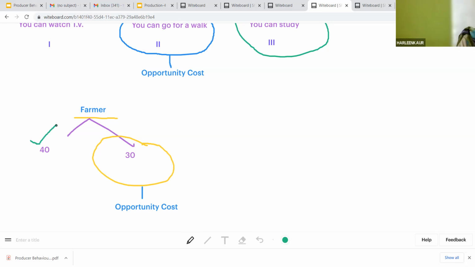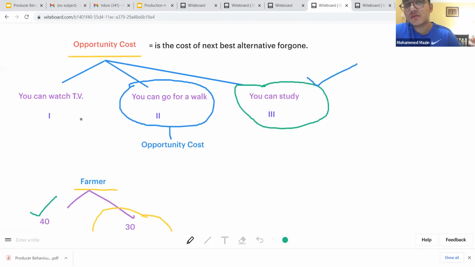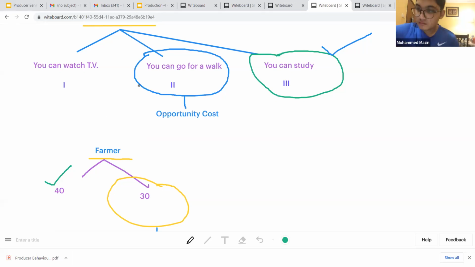Now, are you able to understand the concept of opportunity cost, which is the cost of the next best alternative forgone? As the farmer has sacrificed producing the 30 quintal of rice because he has chosen to produce the 40 quintal of rice, the opportunity cost for the farmer is 30 quintal of rice. So what is opportunity cost? It is the cost of the next best alternative forgone. Very good.